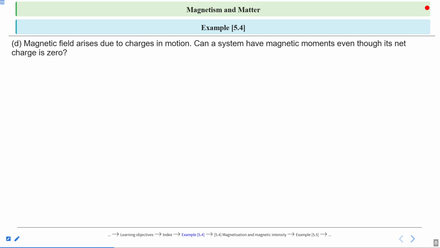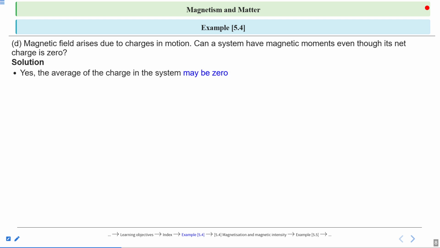Now, D part. Magnetic field arises due to charges in motion. Can a system have magnetic moments even though its net charge is 0? Okay, we know that due to moving charges, moving electrons, current arises, and due to these moving charges, magnetic field arises. So can a system have magnetic moments even though its net charge is 0? So let's see the solution.